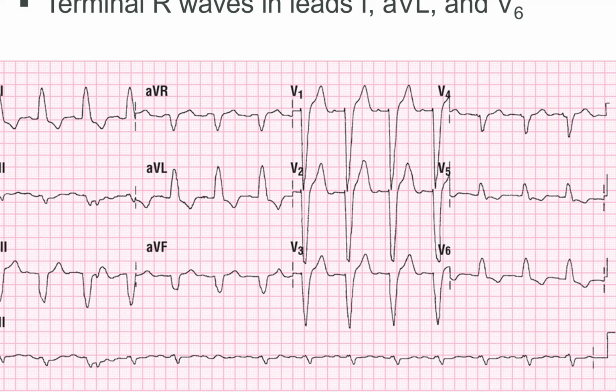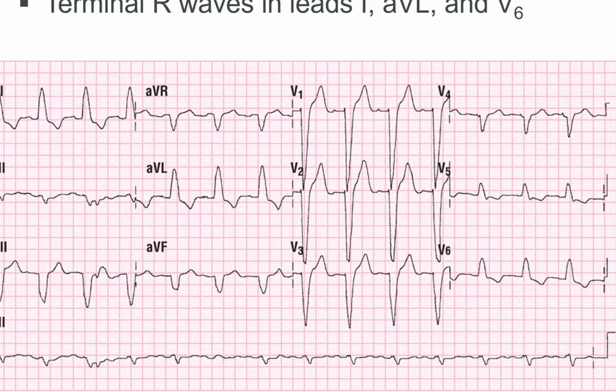What kind? How wide is that? What rate is that? Probably accelerated. 175. So the accelerated idioventricular would be the base rhythm if there's no P waves. Let's say we can see clear P waves there. Clear P waves. And it's not idioventricular. If there's P waves, it's a sinus rhythm, even though it's wide.